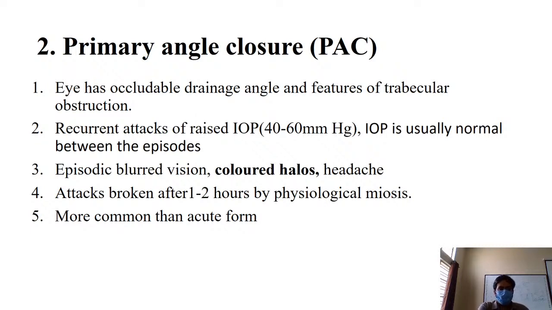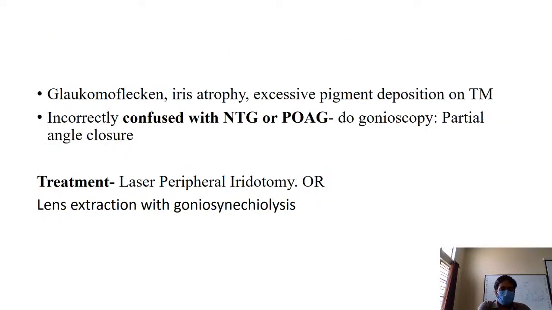The patient presents with blurred vision, colored halos, and headache, and mostly it occurs because of physiological miosis. This should not be confused with normal tension glaucoma or PACG. If you have any doubt, do gonioscopy. In case of normal tension glaucoma and PACG, the angles are absolutely open. So what is the treatment for PAC? The treatment is laser peripheral iridotomy or lens extraction with goniosynechiolysis.